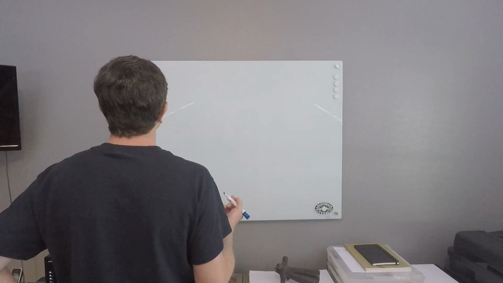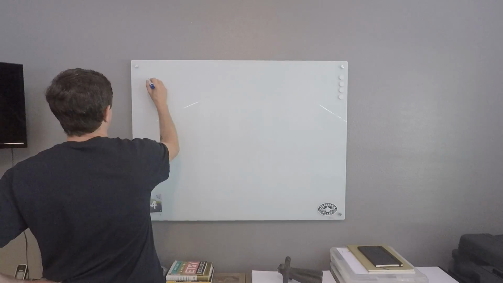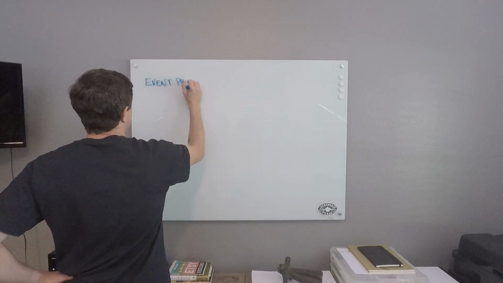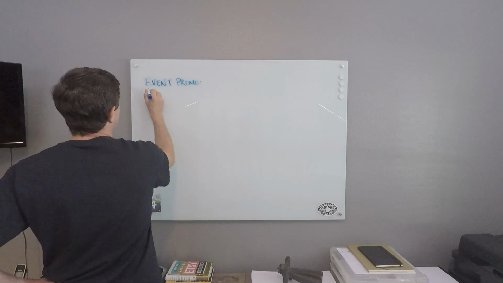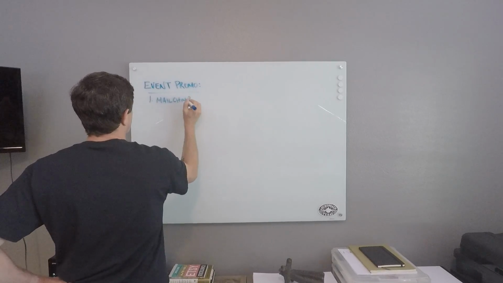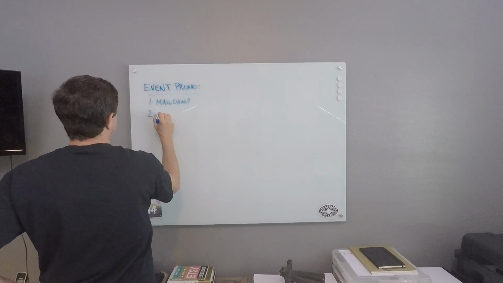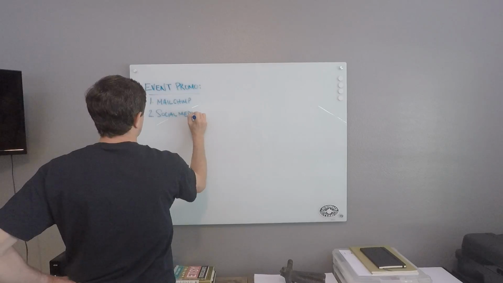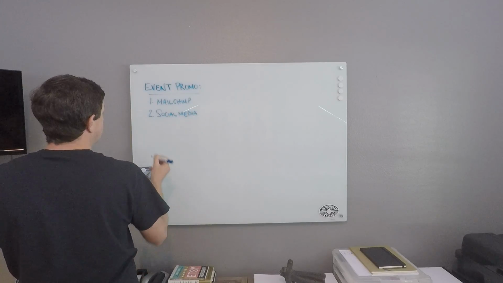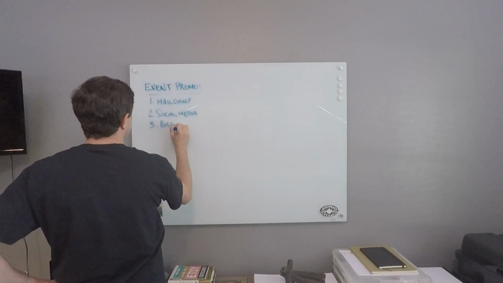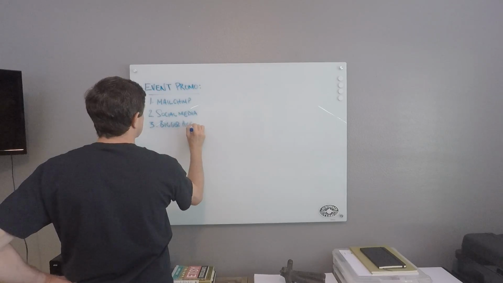So what we want to do, this is going to be the stuff that we already have going on. Already we have our event promotion. Can you see that on the screen? Event promo. So MailChimp, right? I'm just going to say social media. And Bigger Pockets, which is kind of social media, but it's really niche.